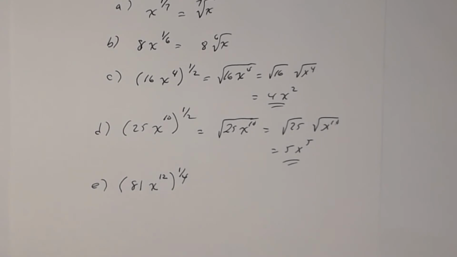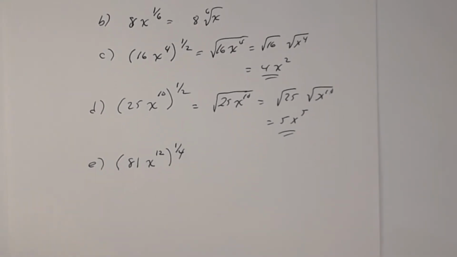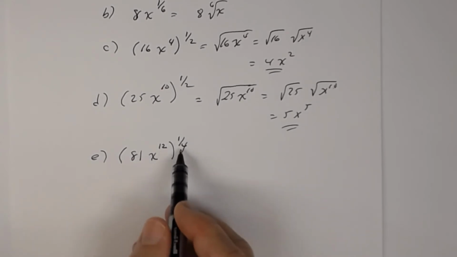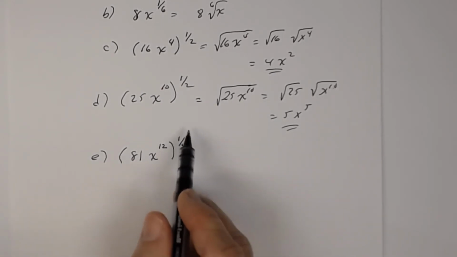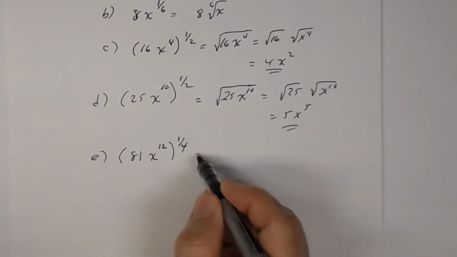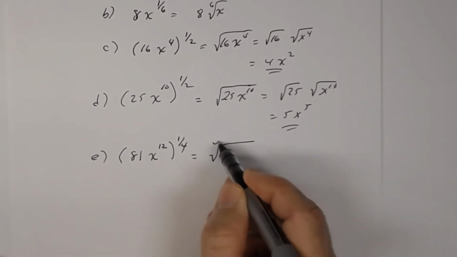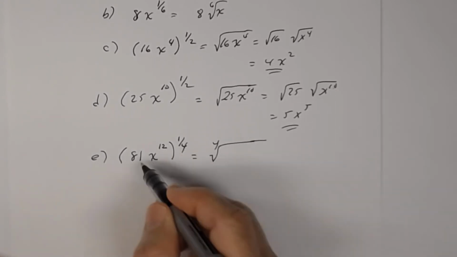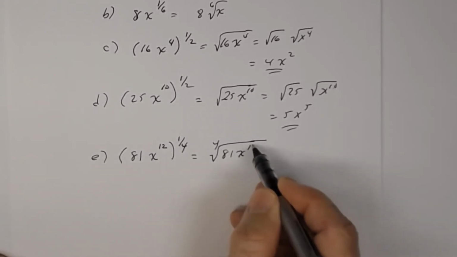Okay, so let's look at this one. In this one we have 81 x to the 12th power, and that's being raised to the 1/4 power. So this rational exponent on the outside, I'm going to change to a radical. And so this becomes the 4th root. See, the denominator becomes the index. The 4th root of 81 x to the 12th.